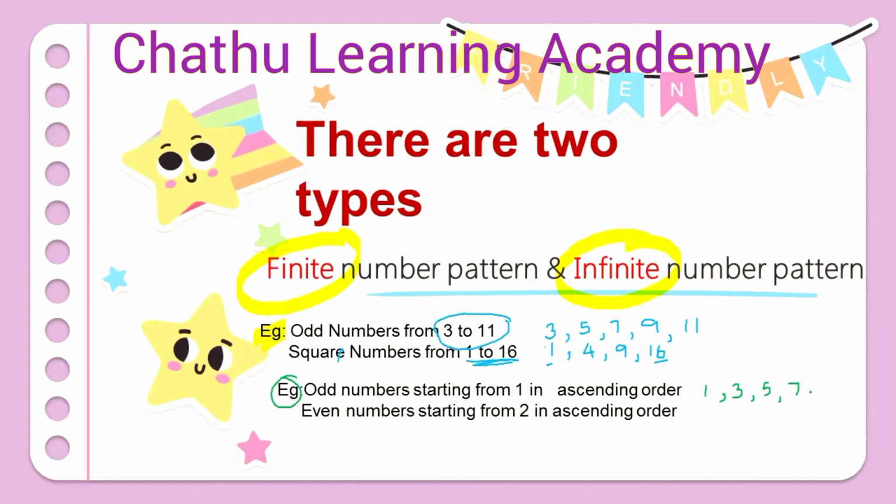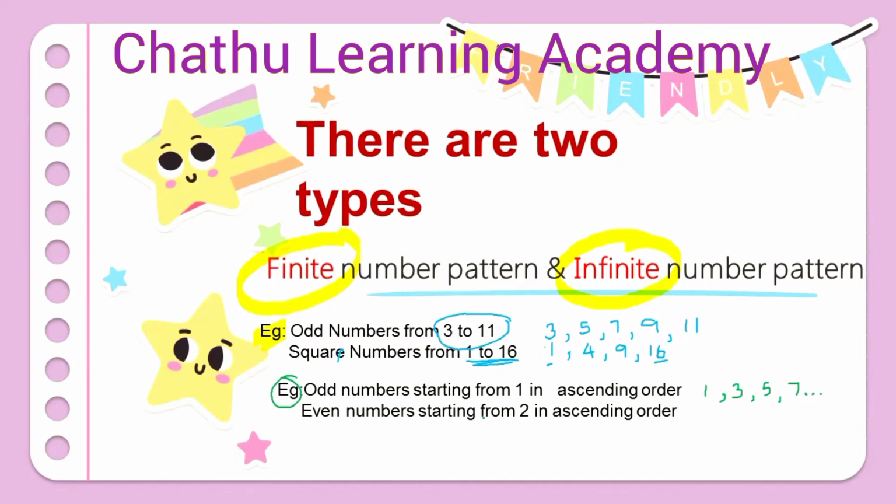No, it's not practical. So when we are writing infinite number patterns, after writing 3 or 4 terms, we can put 3 dots here. After writing the first 3 or 4 terms, you can put 3 dots. It means this is an infinite number pattern. It means the number pattern is continuing like this.